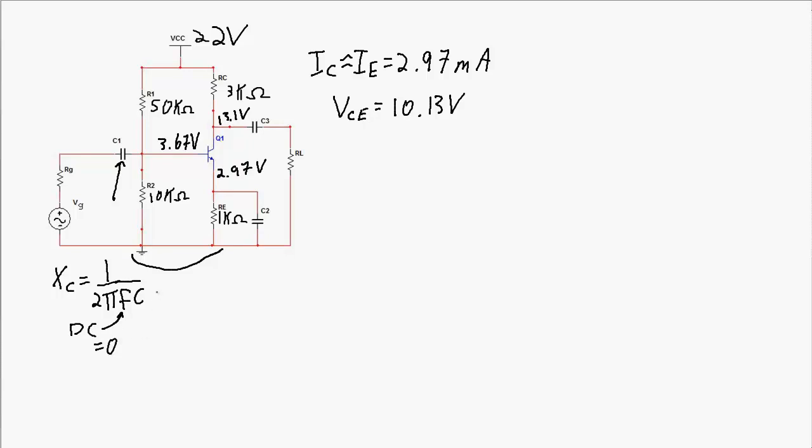So what that means is the reactance of the capacitor is going to approach infinity, so it's effectively an open circuit. And for an AC signal, as long as the AC frequency is high enough, the reactance is going to get closer and closer to zero. You can figure out what the exact reactance is if you know the frequency of the signal, and that's actually an important thing when you're doing a frequency analysis of your circuit.